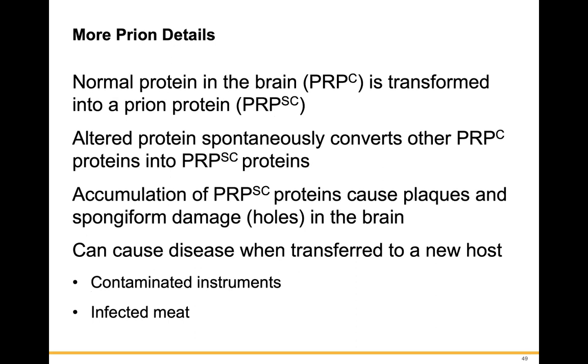This can cause disease when transferred to a new host, and this can be transmitted either by contaminated instruments or infected meat.